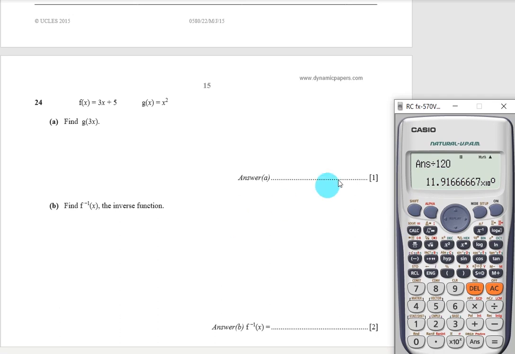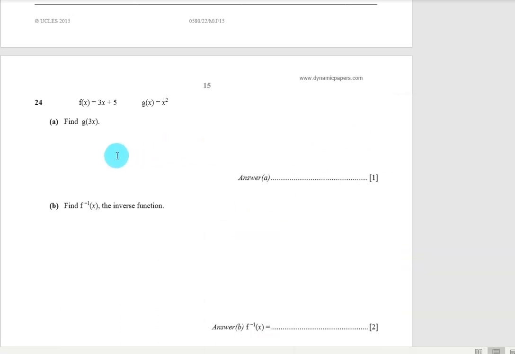Let us go ahead to another question. f of x is 3x plus 5, g of x equals x squared. Find g of 3x, so g is equal to x squared. g of 3x will be (3x) squared, which is 9x squared. So 9x squared.